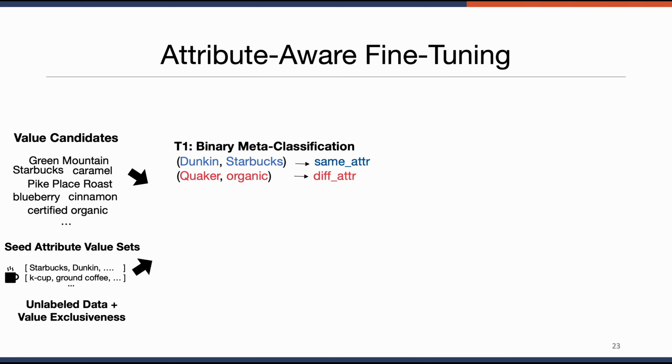The first task is a binary meta-classification task, where we give the model a pair of value candidates and let the model tell if they are from the same attribute or not. We call it meta-classification because this is not designed for a single attribute. Rather than that, we want it to generalize to every attribute and for every product type. The second objective is a contrastive learning objective, where we want the model to have a smaller distance for values from the same attribute and a larger distance for values from different attributes.